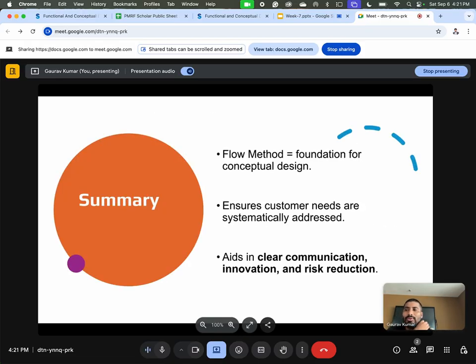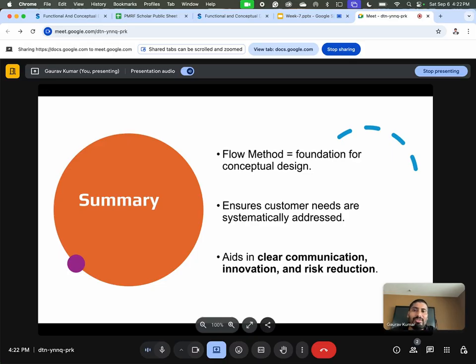Now this is the summary of whatever we have learned in the last one week. To summarize, the flow method is a disciplined approach to conceptual design that shifts our thinking from parts to functions. By focusing on transformations and flow, we capture the true purpose of a product rather than its superficial structure.